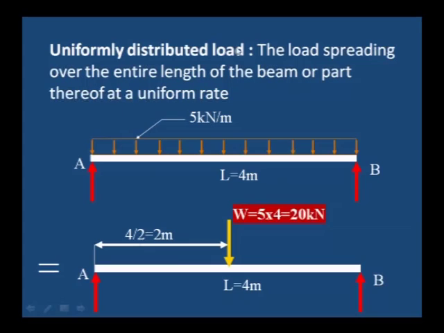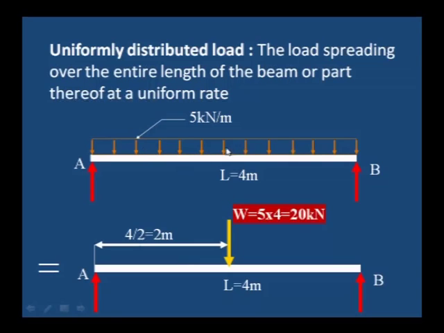Second one is uniformly distributed load. The load spread over the entire length of the beam or a part is known as a uniform load. Here you can see the beam is simply supported at A and B, and 5 kilonewton per meter is acting entirely from A to B. That is uniformly distributed. Every meter, 5 kilonewton is distributed.